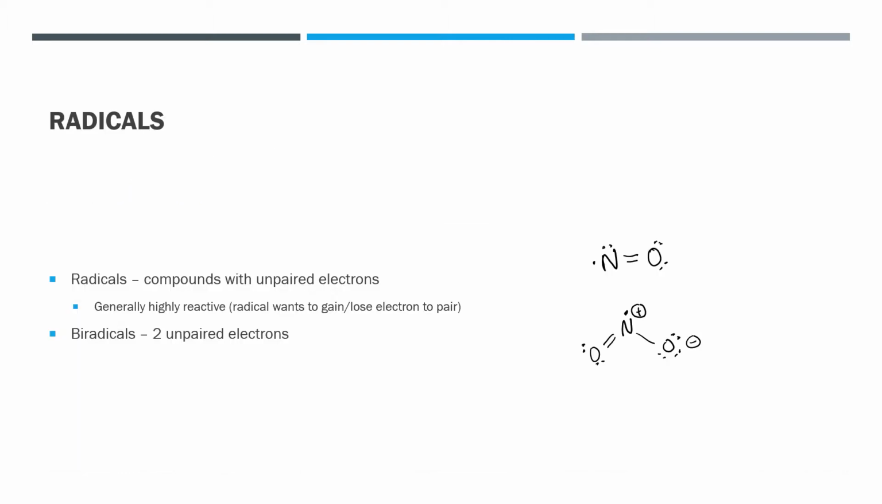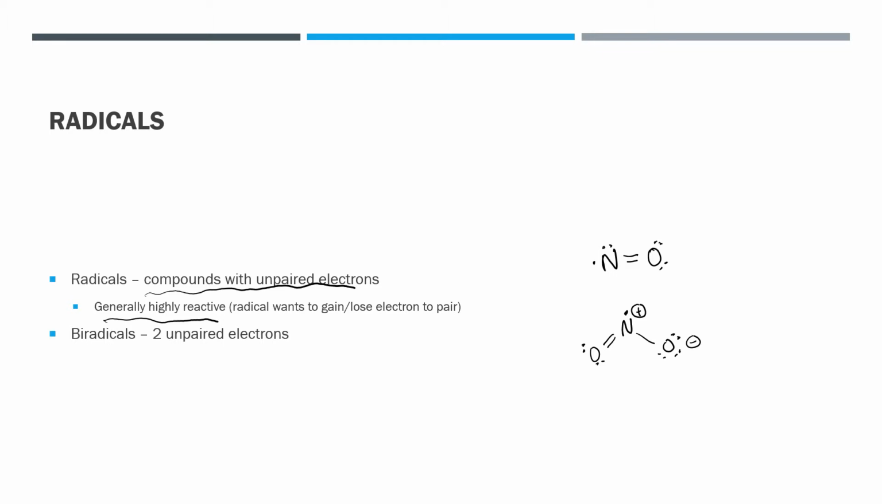Okay, so first I want to talk about radicals. What exactly are radicals? You might have heard of the term. You might have heard of radicals destroying the ozone layer, stuff like that. Radicals are just compounds with unpaired electrons. How does that affect the compound's reactivity? Radicals are generally highly reactive. And why is this? Because electrons don't like to be unpaired. They like to be paired. They like to be with a partner. One of the electrons is spin up, the other is spin down. They like to be paired together.